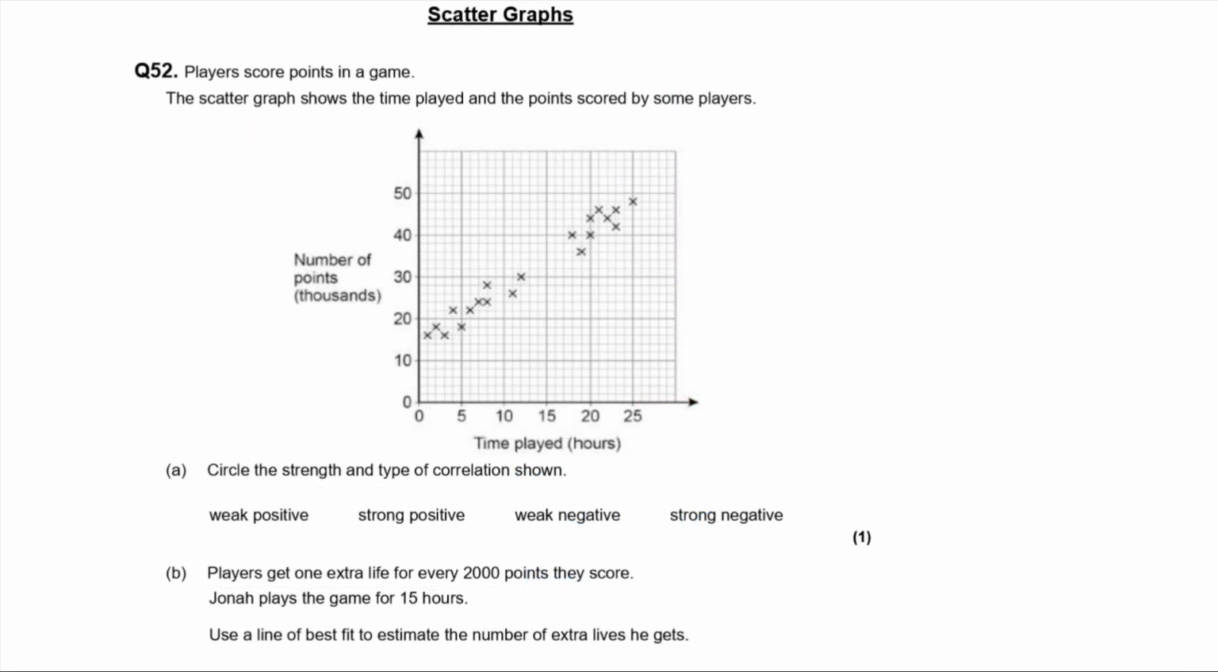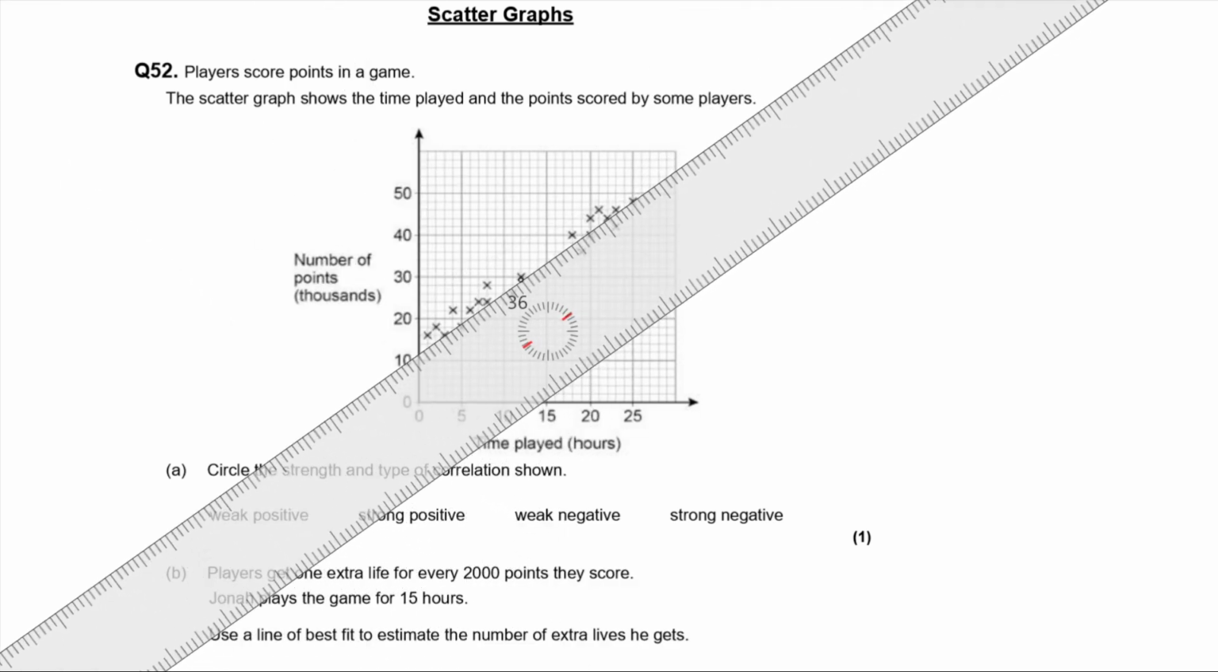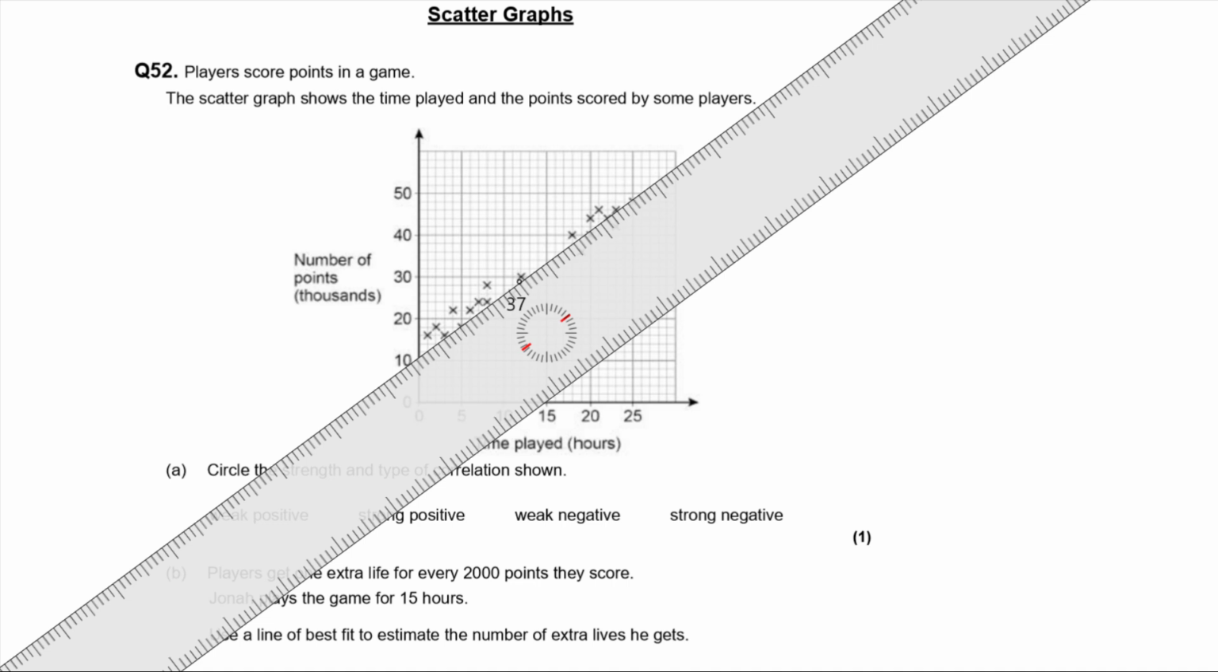Right, next topic we've got scatter graphs, and question 52 says players score some points in a game. The scatter graph shows the time and the points scored by some players. Circle the strength and type of the correlation shown. Now here we've got clear correlation running upwards from left to right, haven't we? That is positive correlation because the line is sloping upwards.